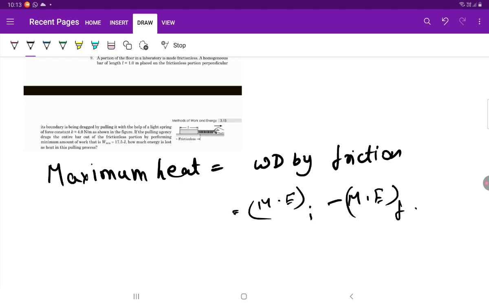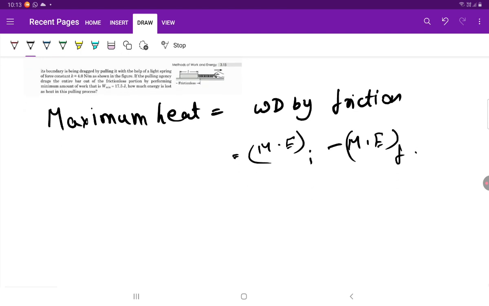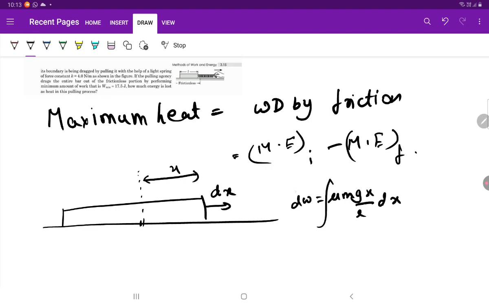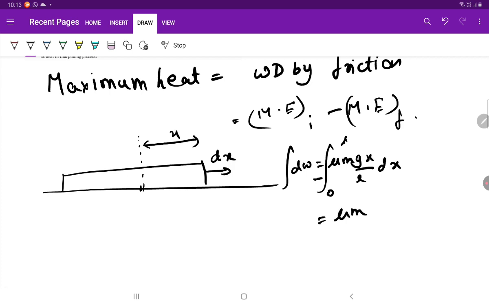Now to do this problem, first we need to find the work done by friction, right? What will be the work done by friction? When the bar is at a distance x from the frictionless boundary and I displace it by dx, then dW is equal to mu mg x by L into dx. If you integrate this work done from 0 to L, with a negative sign because friction is doing negative work, you will get mu mg L by 2, and this is equal to the heat loss, which is Q. I hope you get it.